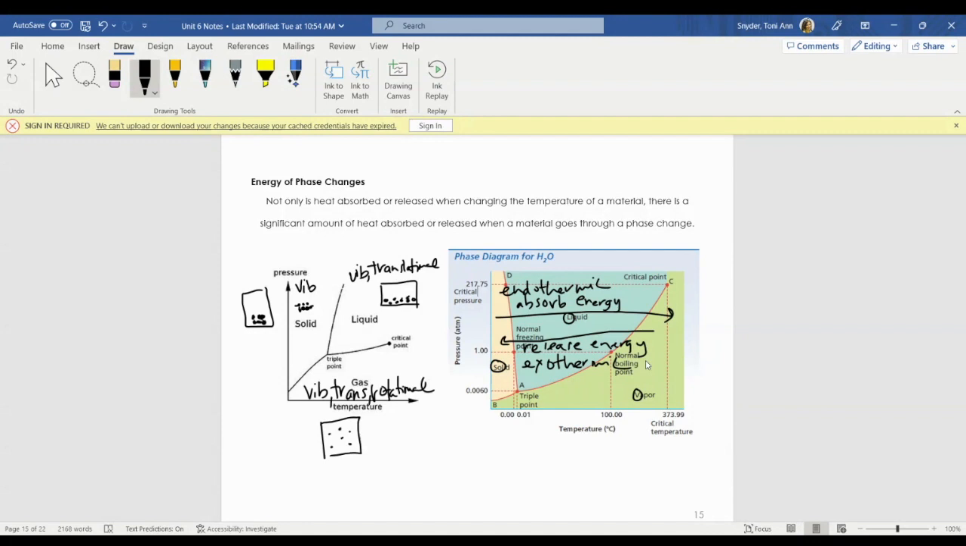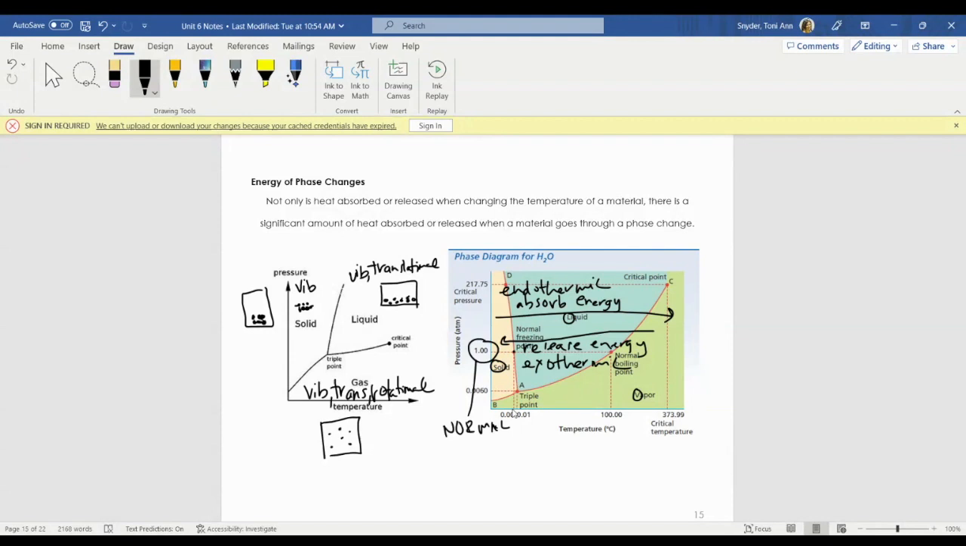Something to keep in mind is that on here, you'll see that there's a pressure of 1 atmosphere. This is what we call the normal pressure, which is just standard pressure. So at 1 atmosphere, we consider the normal boiling point or melting point. If we consider here the normal freezing point of water, we know it to be 0 degrees.